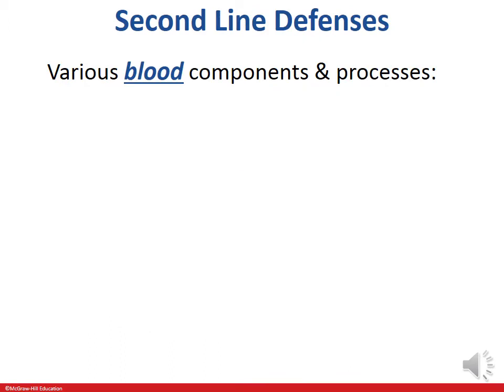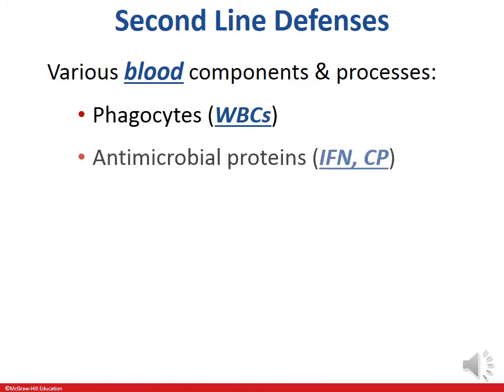So if something does get past the first line defenses, it's going to then come in contact with what we call second line defenses. And pretty much all of these next layer components are found in the blood, right? So things like phagocytes, they circulate in the bloodstream. We're going to have a series of proteins, what we call interferon and complement, and these can also travel in the bloodstream. Chemicals that trigger inflammation and fever will also be distributed all throughout the bloodstream.